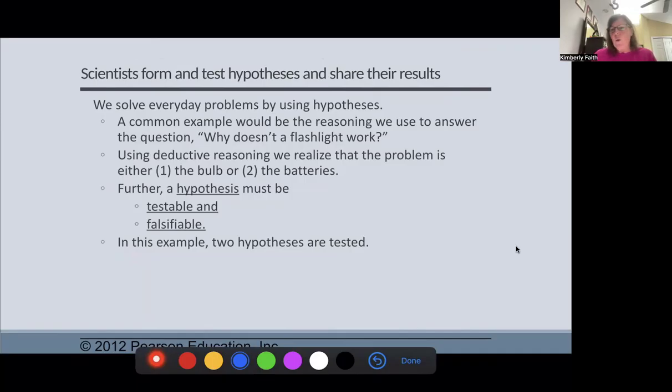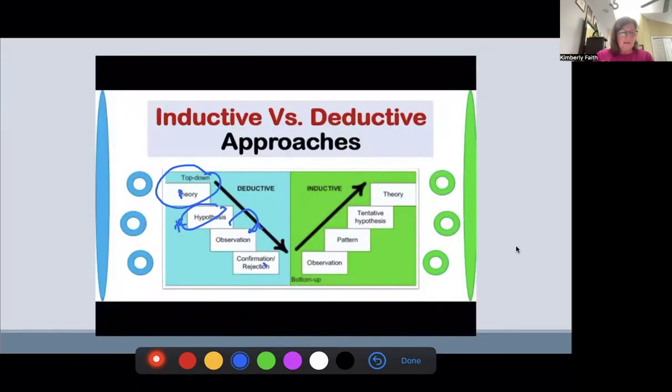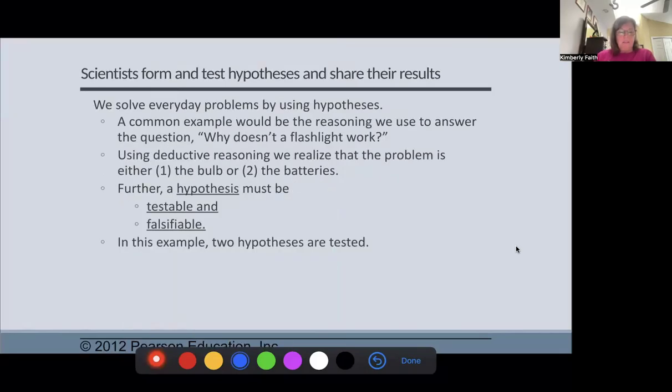And in this case, we're going to go old school, an old school flashlight. Now we're going to use deductive reasoning. Remember our deductive reasoning. If I can go back real quick. Deductive means we have a theory, we understand that principle, we make an observation, the flashlight does not work. We're going to come up with our hypothesis and we're going to test it. So in this case, we're going to test the possible explanations or hypotheses as to why your flashlight does not work.